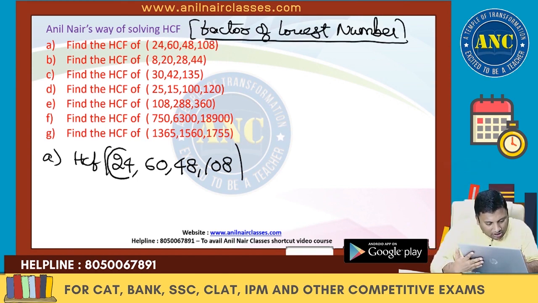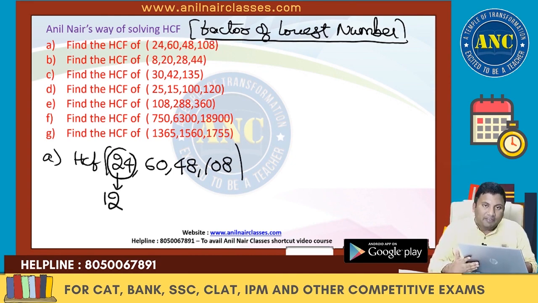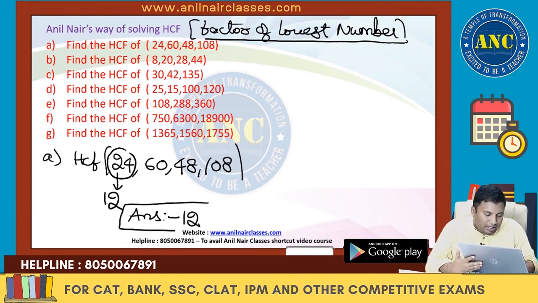Lowest number is 24. Check whether 24 is a factor of every number. 24 is not a factor of 60. So the next factor of 24 is 12. Does 12 divide 60? Yes. 12 5s are 60. 12 4s are 48. 12 9s are 108. So the answer to the first one is 12. I hope you got an idea.